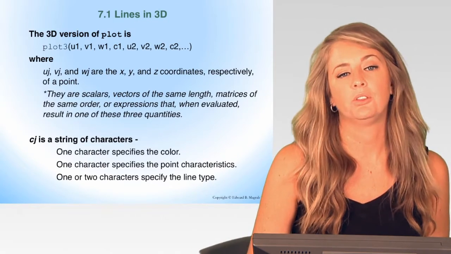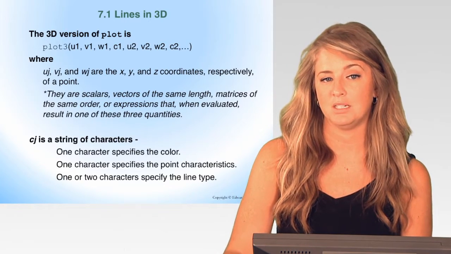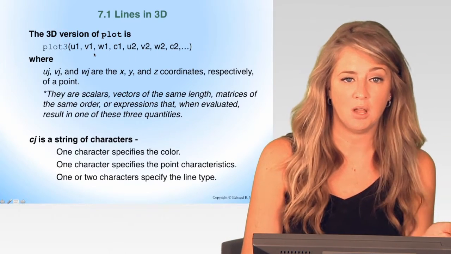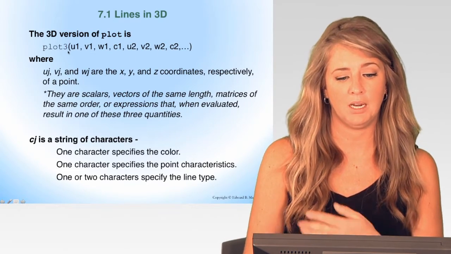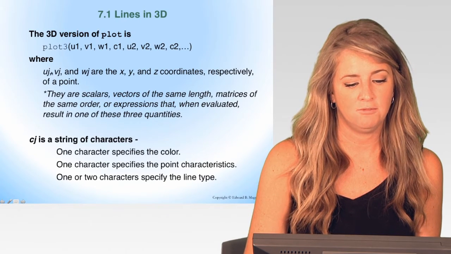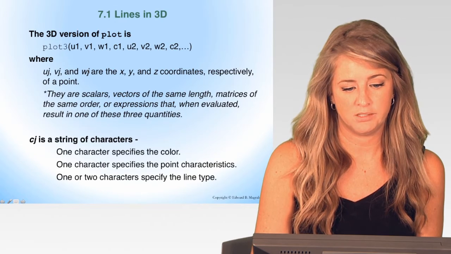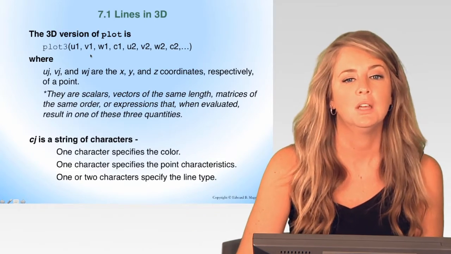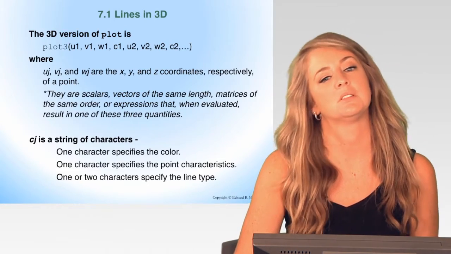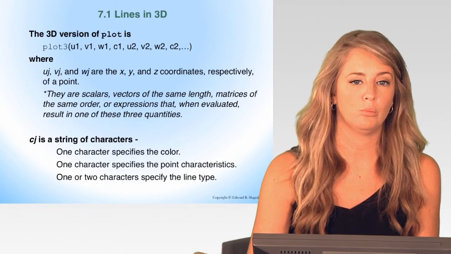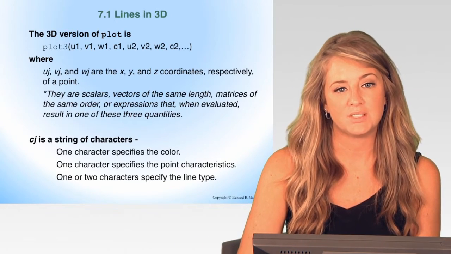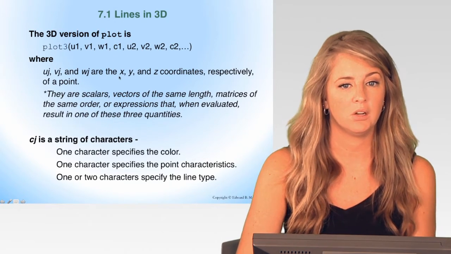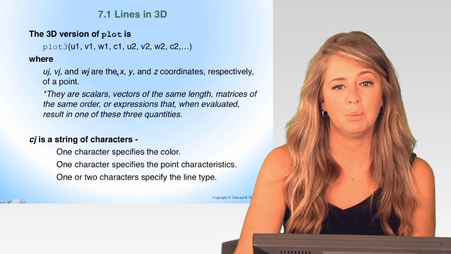So lines in 3D, the 3D version of plot is plot3, and then we have all these different input arguments here. So in 2D, it was just plot, and we had our input arguments. Now we have plot3 in our input arguments. So we have UJ, VJ, and WJ. These first 3 arguments here are the X, Y, and Z coordinates, respectively, of a point. They can be scalars, vectors of the same length, matrices of the same order, or expressions that when you evaluate them result in one of those 3 quantities. CJ, this input argument right here, is a string of characters that specify the color, the point type, and the line type.